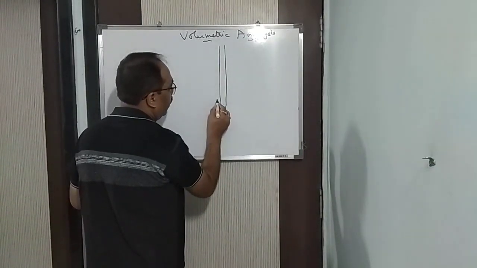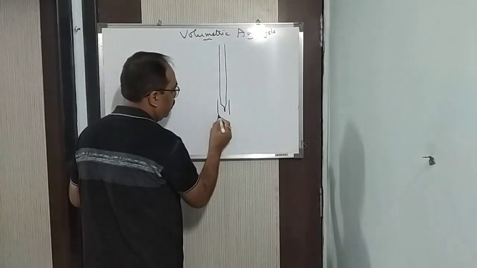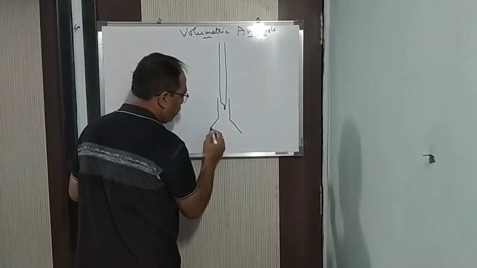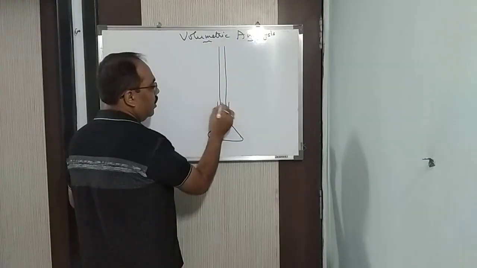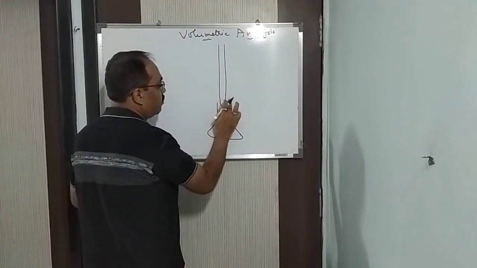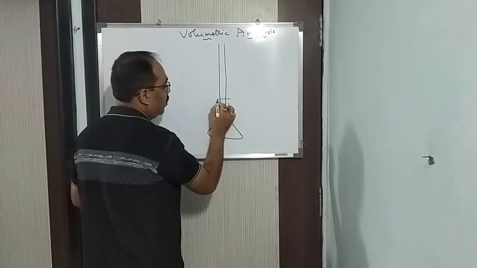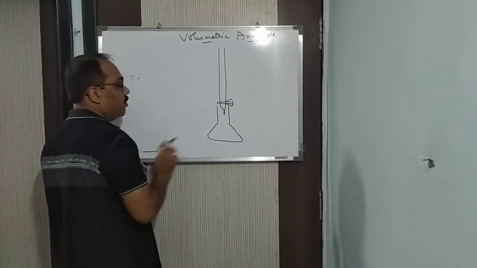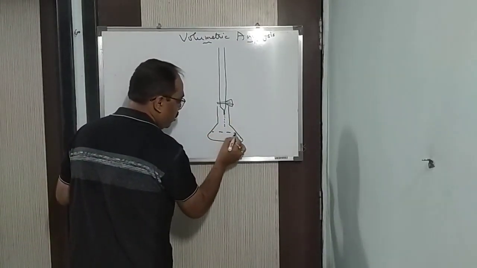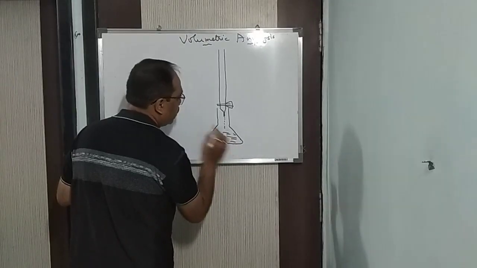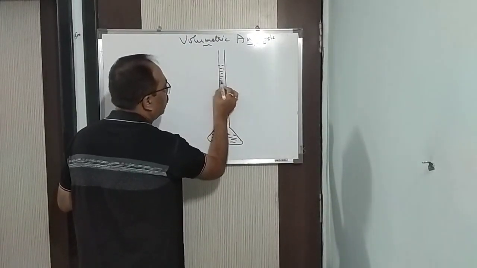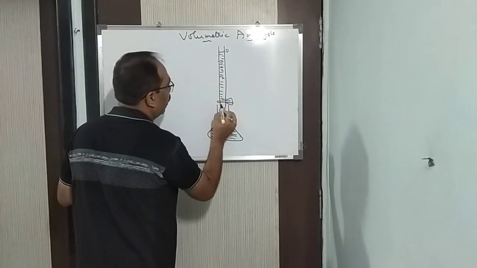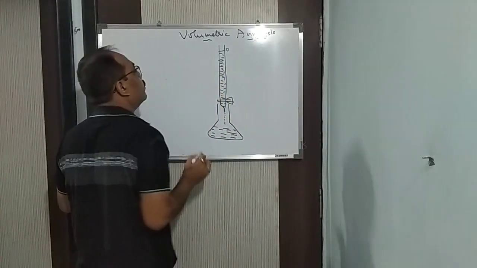Next, we take a conical flask, which is also sometimes called a titration flask. This is the stopcock, and drop by drop the liquid falls into this titration flask. We fill the burette up to the 0 mark.